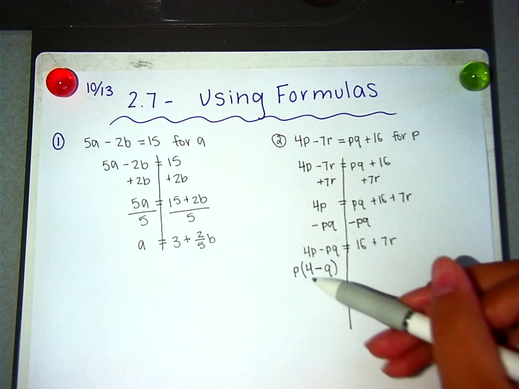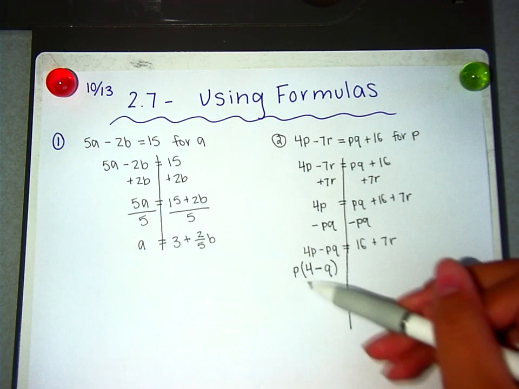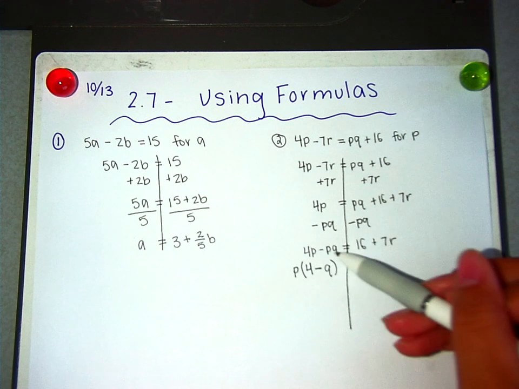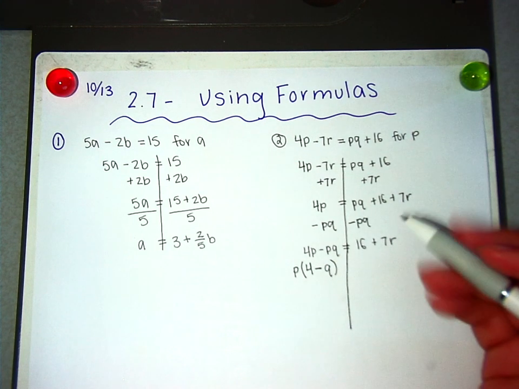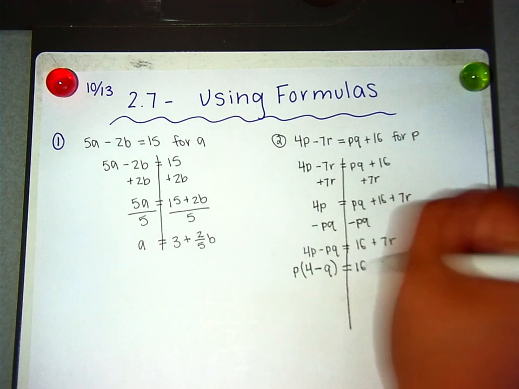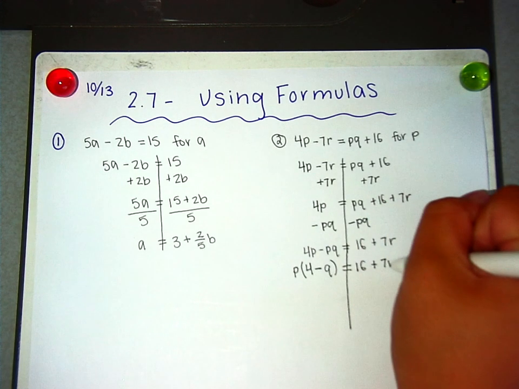And to double check your work, you just distribute it back in. P times 4 is 4P, and P times negative Q is negative PQ. So she kind of just did backwards distribution. She pulled something out instead of distributing it. She pulled it out of both of them.